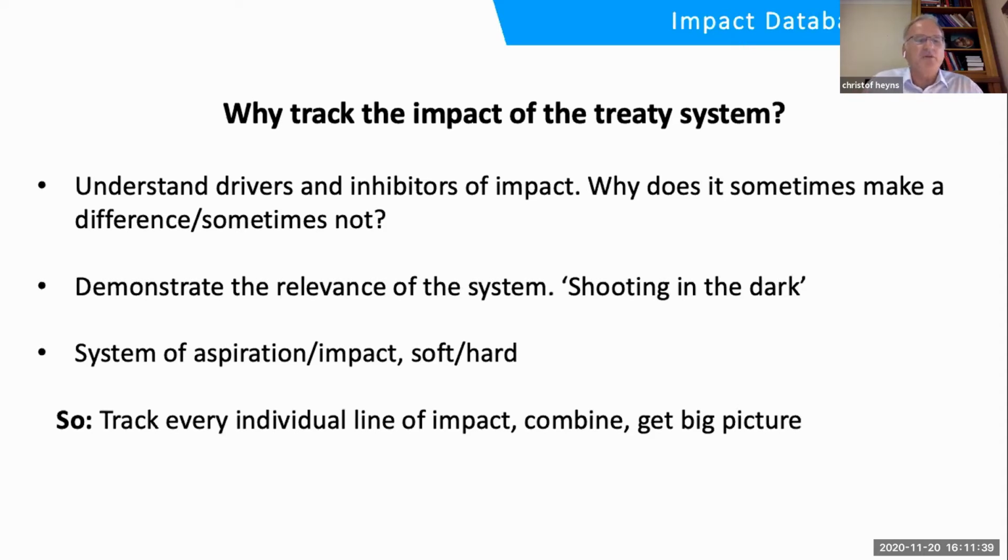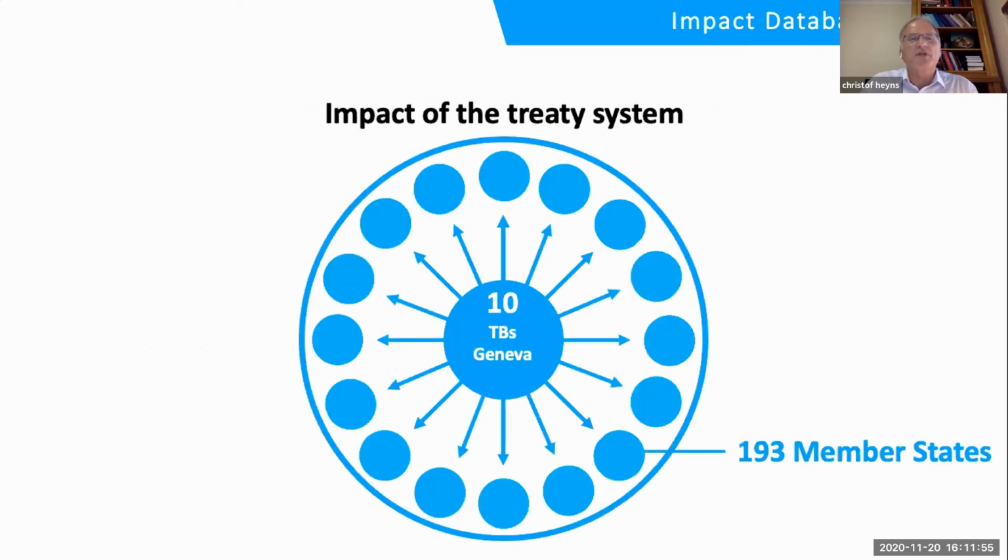And in order to do that, one has to track every individual line of impact, every potential line where it can potentially have an impact on the ground, combine that, and then get the big picture. Now, of course, for an individual researcher, that's almost impossible to do because one is really dealing with a massive system that over the years has had an impact and failed to have an impact in many countries and on many levels around the world.